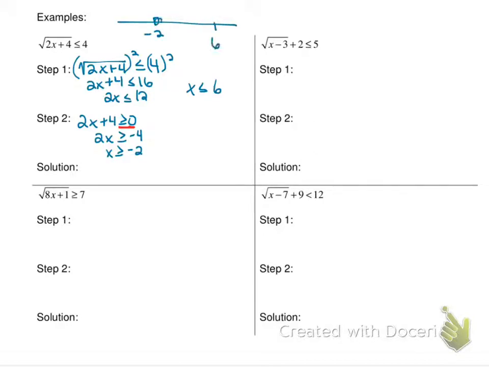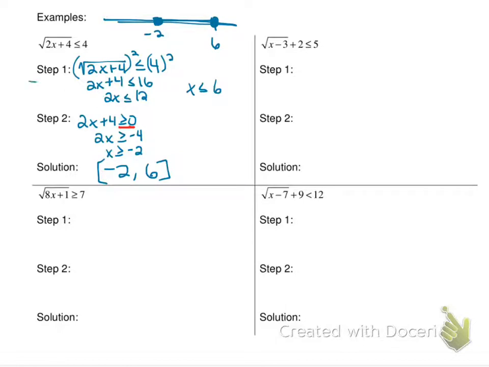Then I'm going to draw a number line. On this number line, I put negative 2 and 6, and x has to be greater than or equal to negative 2, and x has to be less than or equal to 6. So my solution is from negative 2 to 6. And I have brackets because I have greater than or equal to and less than or equal to, so I have the equal to sign.